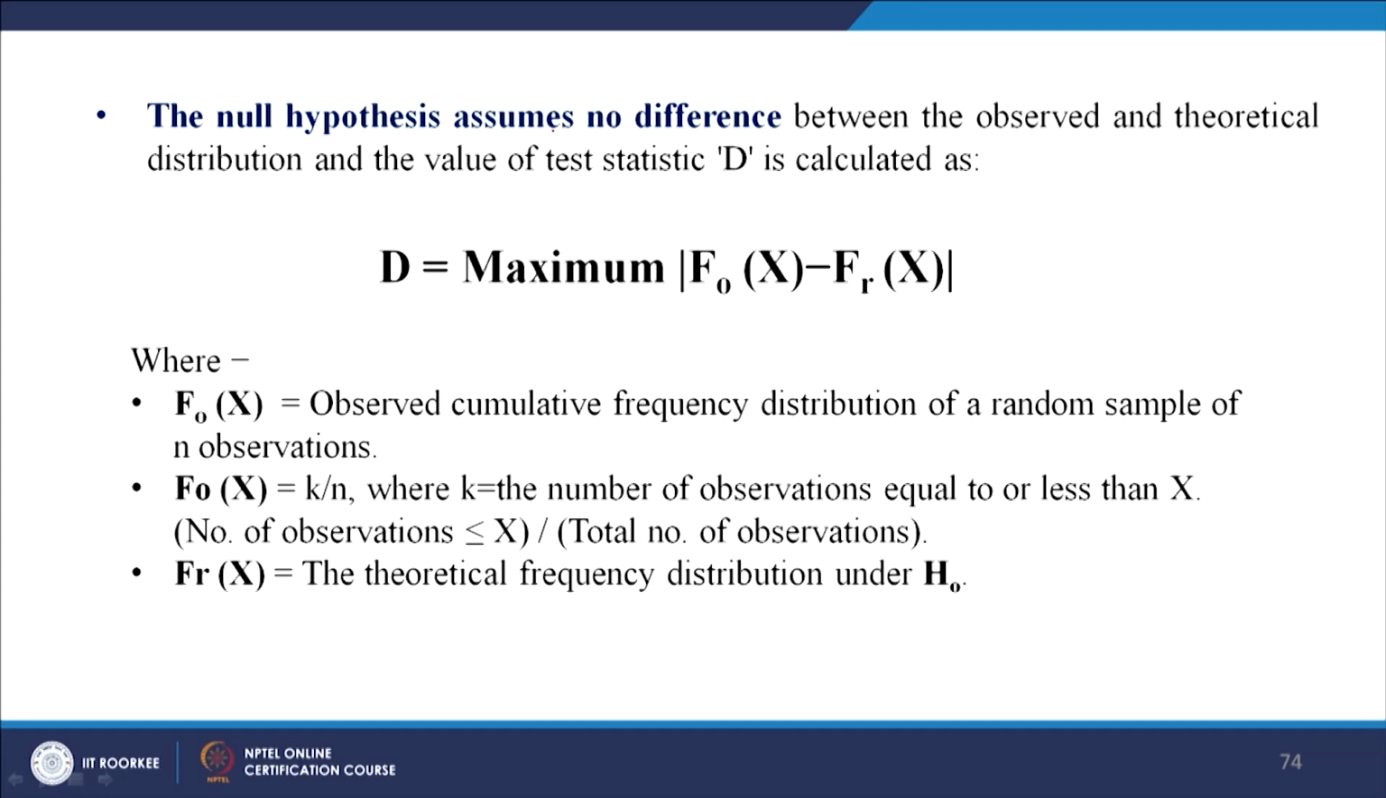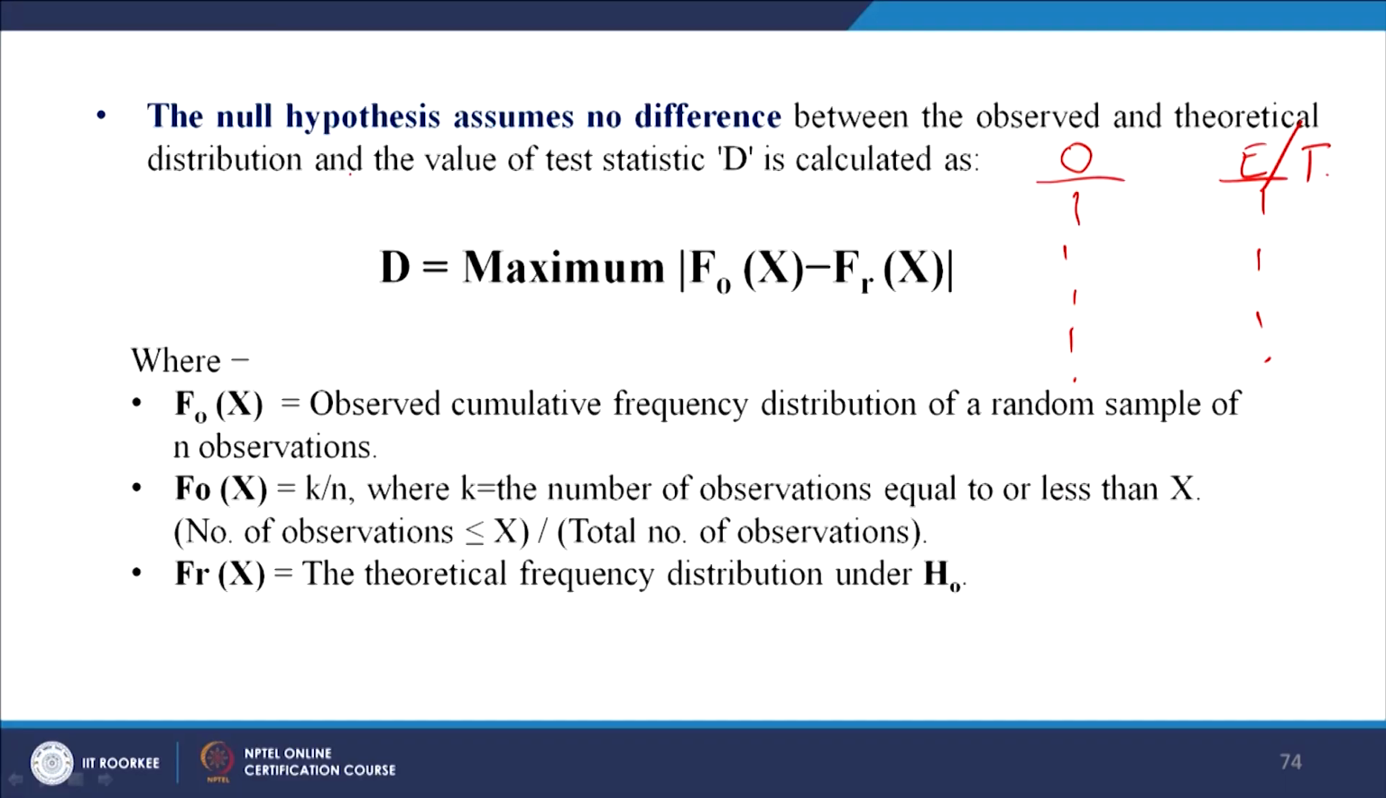Now, what is the null hypothesis in this case? The null hypothesis assumes that no difference exists between the observed and the theoretical distribution. What do I mean by the observed? You have some observed values, and you have some expected or theoretical values, which is what you expect. The null says there is no difference. Just imagine if there is no difference, that means the observed and the theoretical are more or less the same.